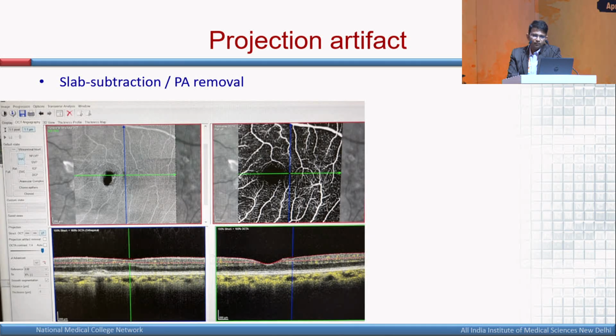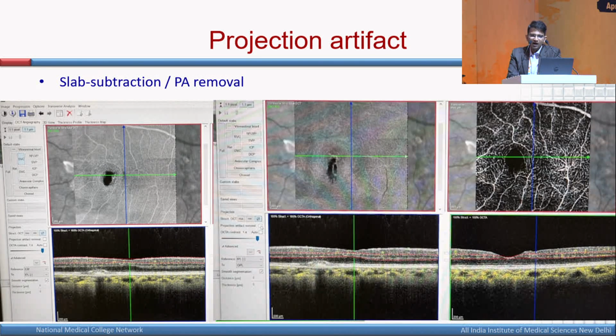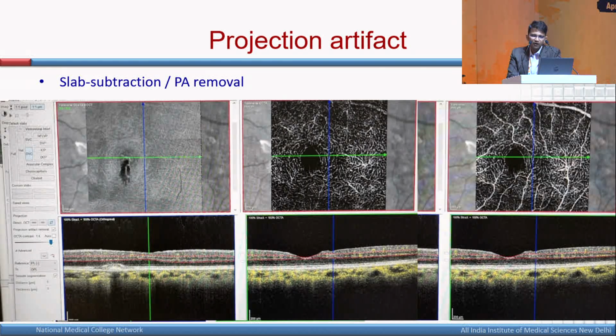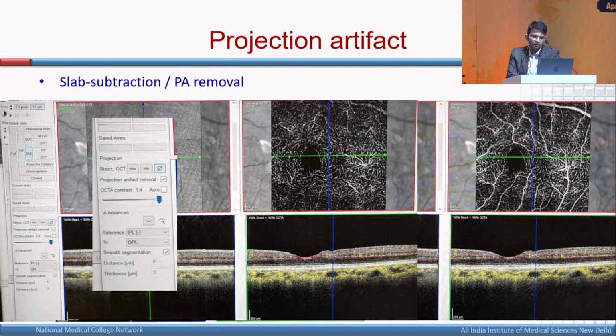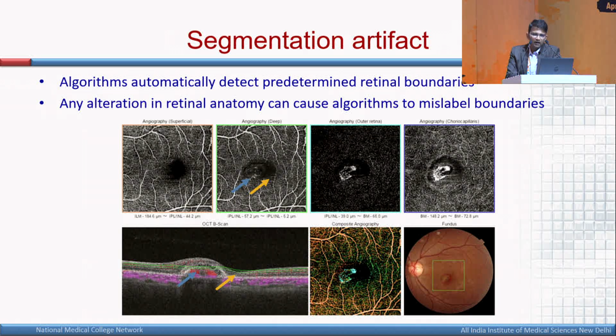Here you see the superficial plexus, and then you have the deep plexus in which the superficial plexus has been projected. This imaging has been done without the projection artifact removal software on, but there is an option in the majority of the machines where you can switch on the projection artifact software. You can see here that on the left you have a projection artifact removed deep capillary plexus, and on the right you have a deep capillary plexus where the projection artifact from the superficial plexus is there. Next is the segmentation artifact.